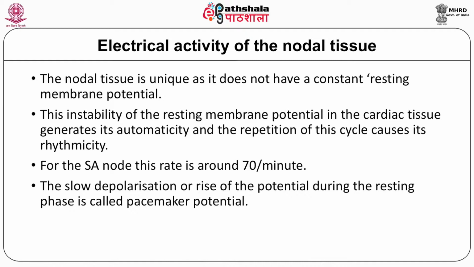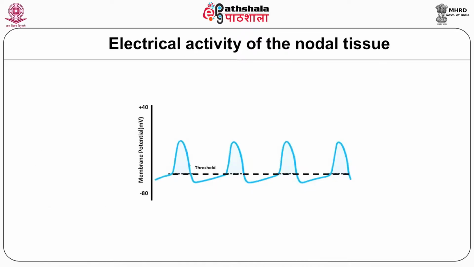This instability of the resting membrane potential in the cardiac tissues generates its automaticity, and the repetition of this cycle causes its rhythmicity. For the SA node, this rate is around 70 beats per minute. The slow depolarization or rise of the potential during the resting phase is called the pacemaker potential, which is shown in figure number 2.